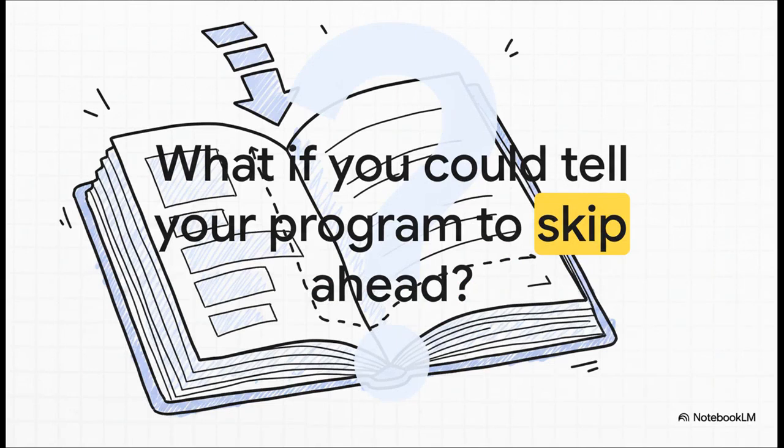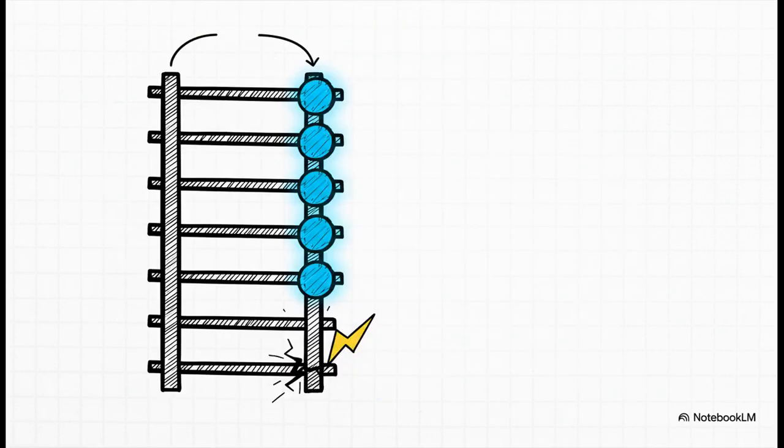Okay, so think about this. Remember those Choose Your Own Adventure books? You don't read them page by page, do you? Nah, you jump to the page that matters based on the choices you make. So what if your PLC program could do the exact same thing? What if you could literally tell it to break its normal routine and just skip huge chunks of code whenever you want?